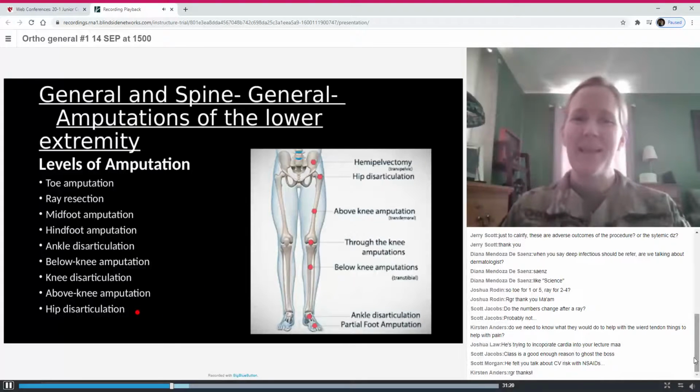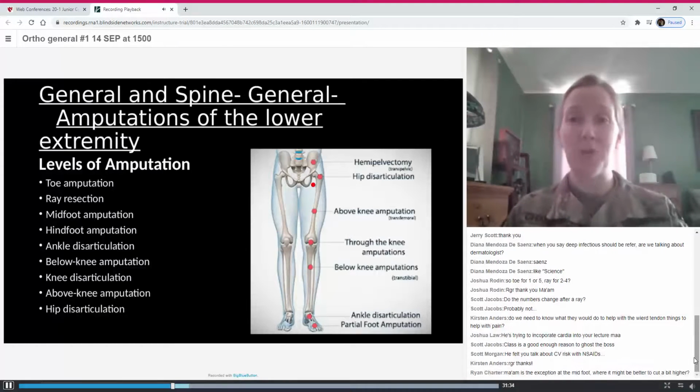The last one on here is a hip disarticulation, and that's just as it sounds. We take that femoral head out of the acetabulum, and that is where we end the limb. There are some extra special ones that go beyond the scope of this course, but we do have some weird ones that we can do with half pelvis, where we take half of the pelvis, and they're very weird. So super fun.